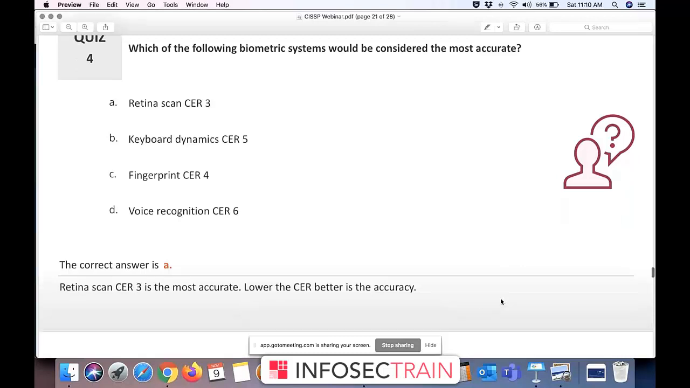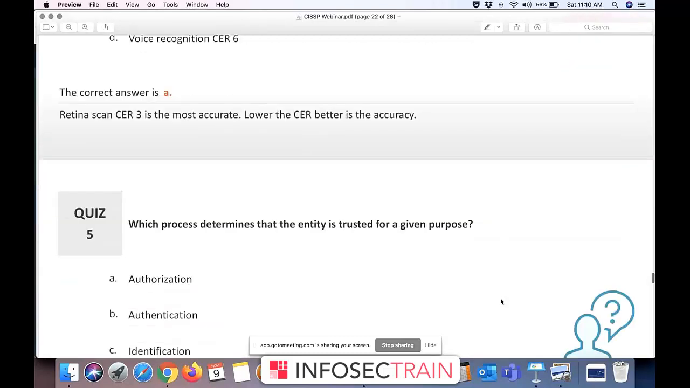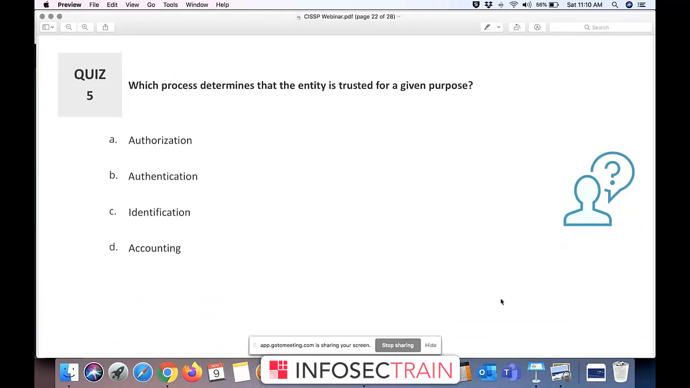A couple more questions. This is another one which I mentioned about understanding the question. This is one of those questions which you actually need to understand to be able to answer. Take your time, 10 seconds. Understand the question. What does it try to ask?